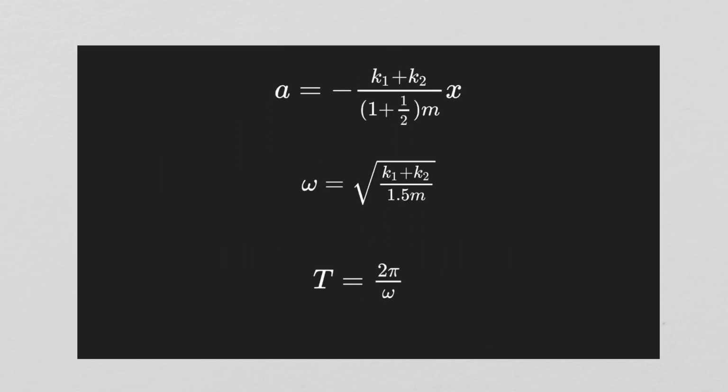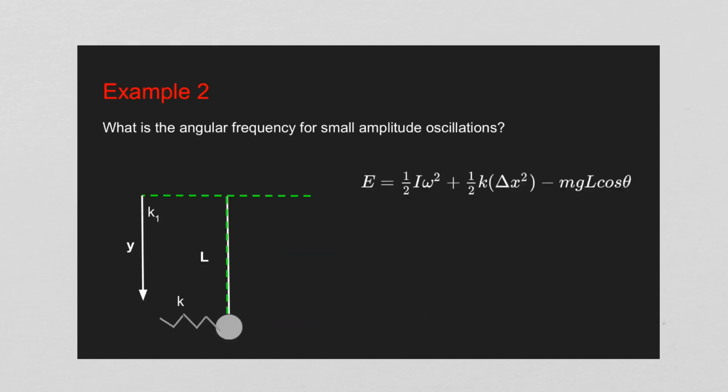So then you know that your period is 2 pi over omega. Well, these are just numbers now, so put these numbers in here, and that's the time it takes to complete one oscillation.